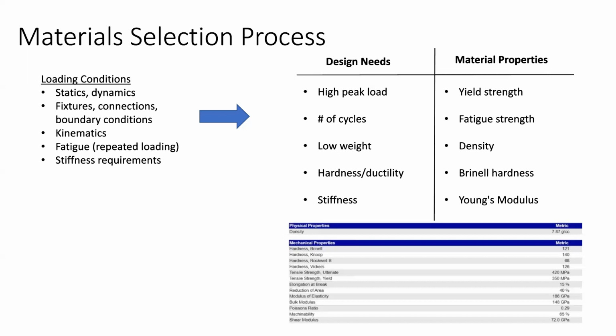Well, there are usually a few properties that map really well to a design need that you need for a given part. For example, we talked about high peak loads in the bell crank. In that case, it's really simple, right? You just look at the yield strength and it either satisfies your requirement or it doesn't.